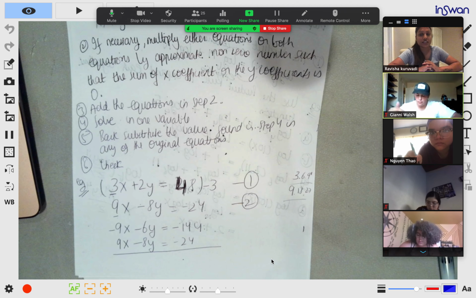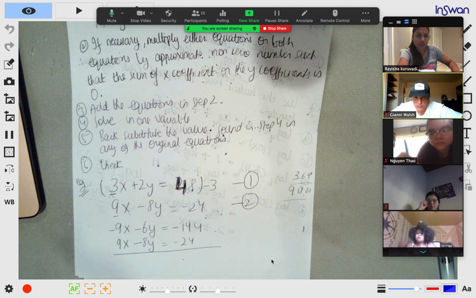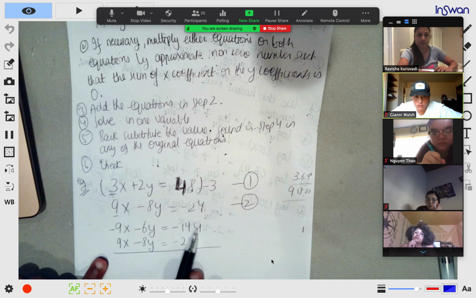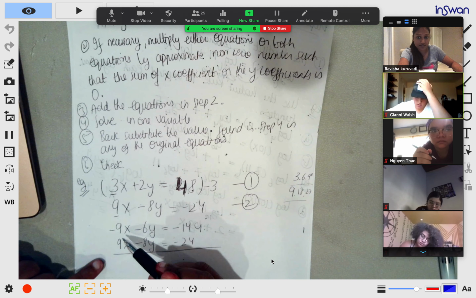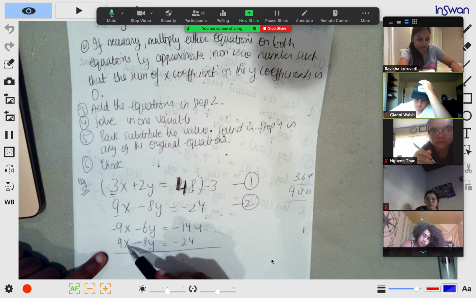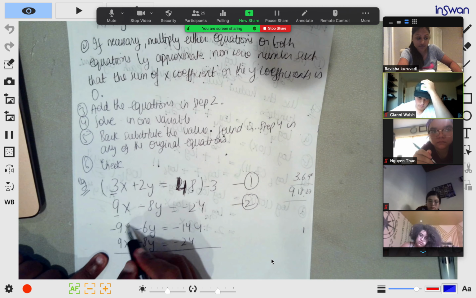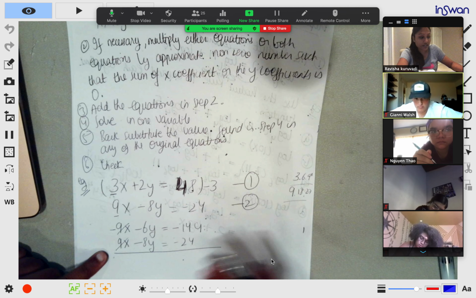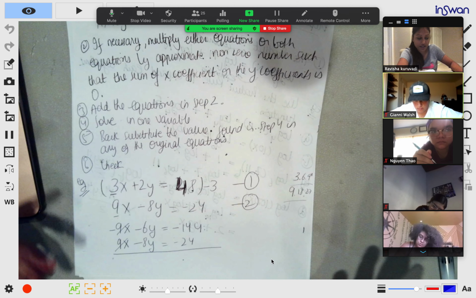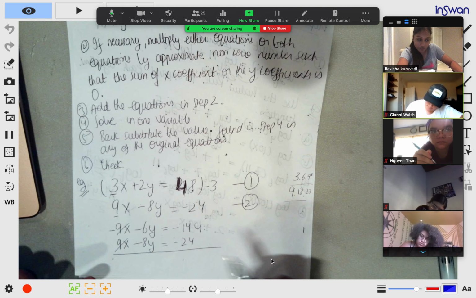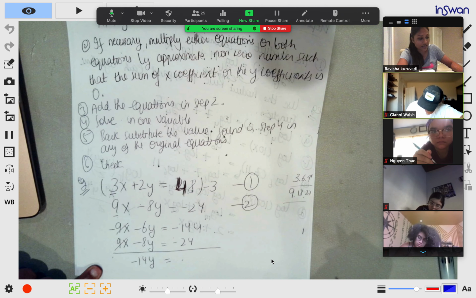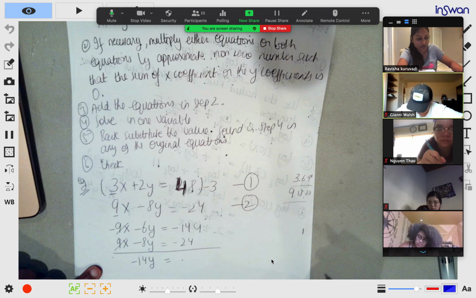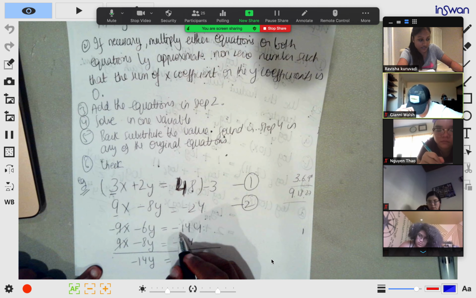Okay, so step 3 says now I need to add them. How do you add them? Write the new equations and make a straight line. And then you're going to add negative 9x plus 9x. Since one is positive, one is negative, they cancel. You're left with 0x, so there is no x term. But negative 6y plus negative 8y gives you negative 14y. Then you get negative 144 plus negative 24, which gives negative 168.